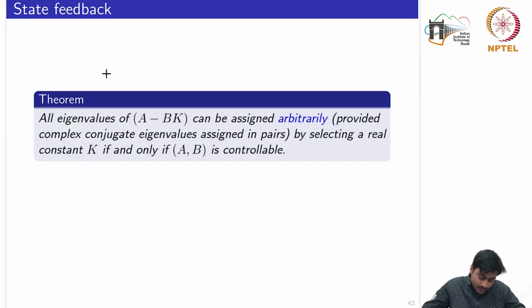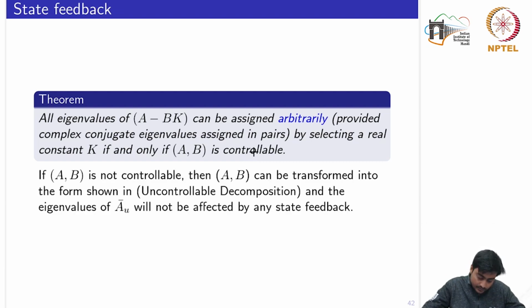The next result says that all the eigenvalues of the closed loop state matrix can be assigned arbitrarily, provided complex conjugate eigenvalues are assigned in pairs, by selecting a real constant K if and only if the pair (A, B) is controllable. Again, this is the similar result we had discussed for the single input variable case, but this also holds for the multivariable case, that if the pair (A, B) is controllable, then the eigenvalues can be placed anywhere.